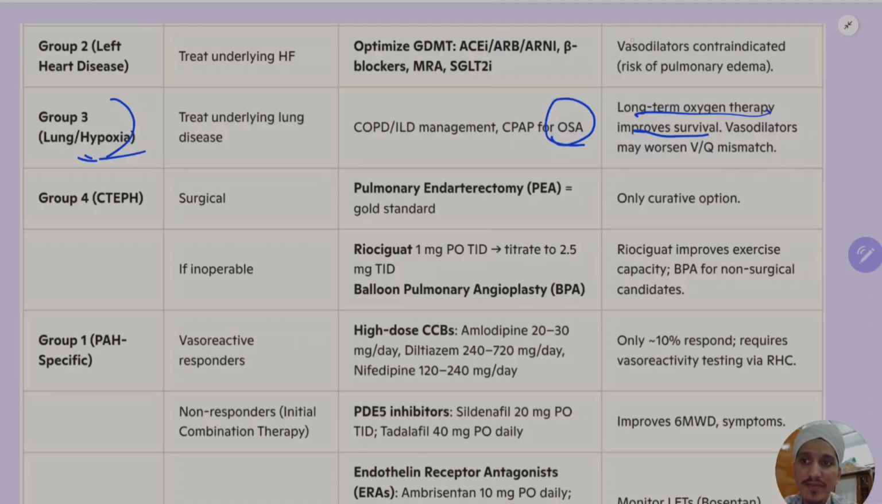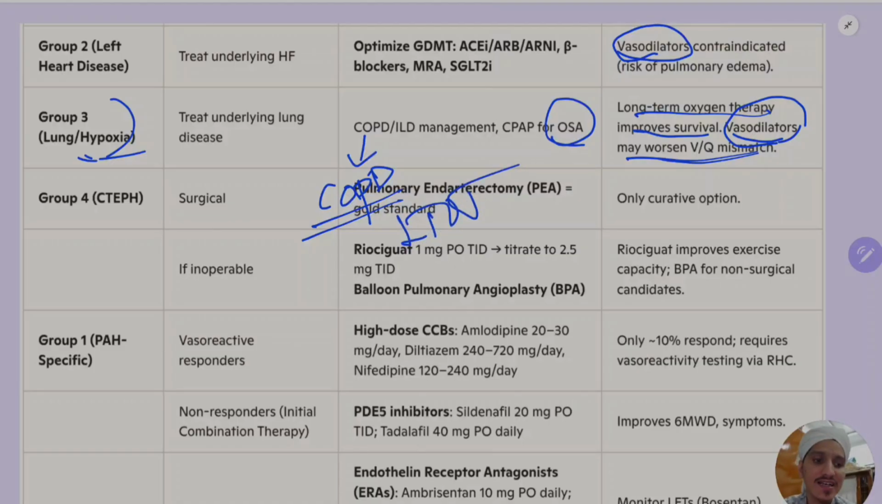Similarly to group 2 patients, you can't use vasodilators here, even in these patients, because it will worsen the V/Q mismatch. One important example is COPD patients: when should you start long-term oxygen therapy, LTOT, in any chronic lung disease patient? This is explained in detail in the class on cardinal manifestations of respiratory disease. You can go and watch that last video where I have covered this.